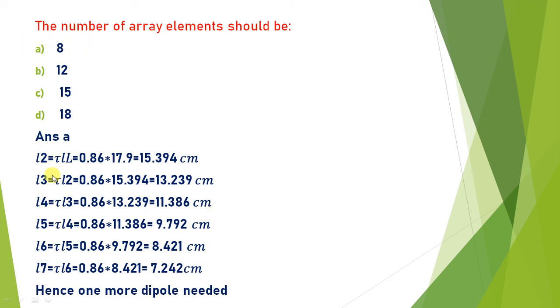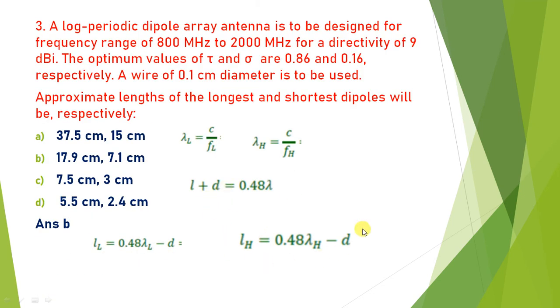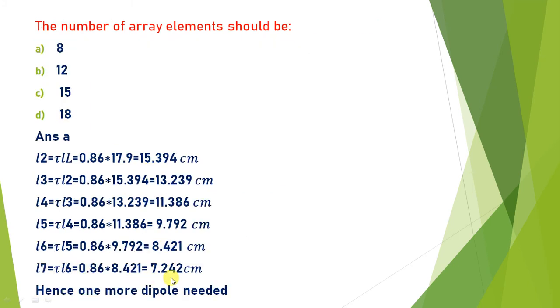So you have to repeat this procedure until you get a value which is less than the lowest dipole length, that is 7.1. L7 is 7.242, which is greater than 7.1, so you have to follow on to L8. L8 must be less than 7.1. So the answer is 8 elements.